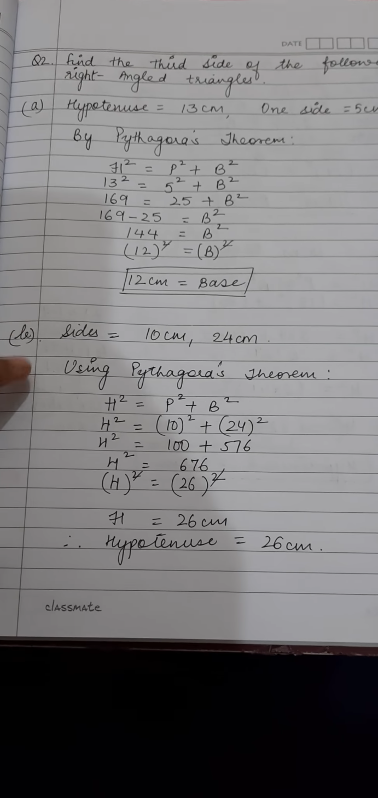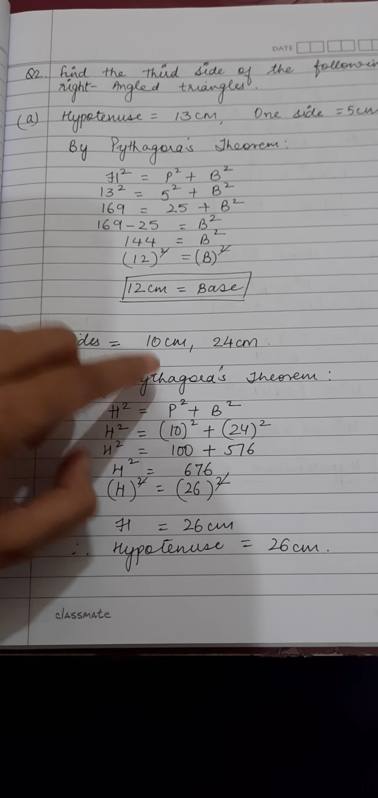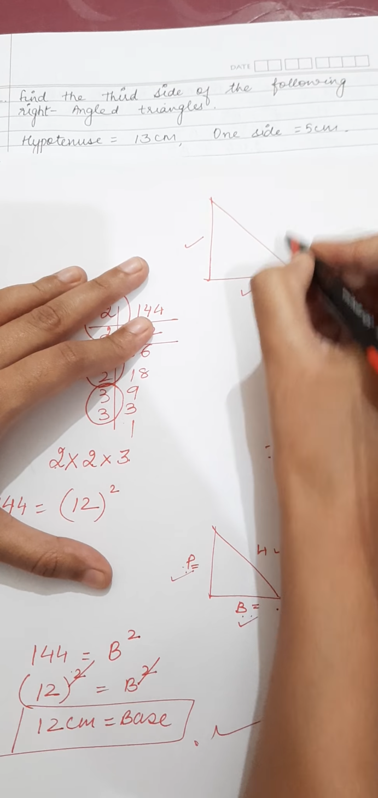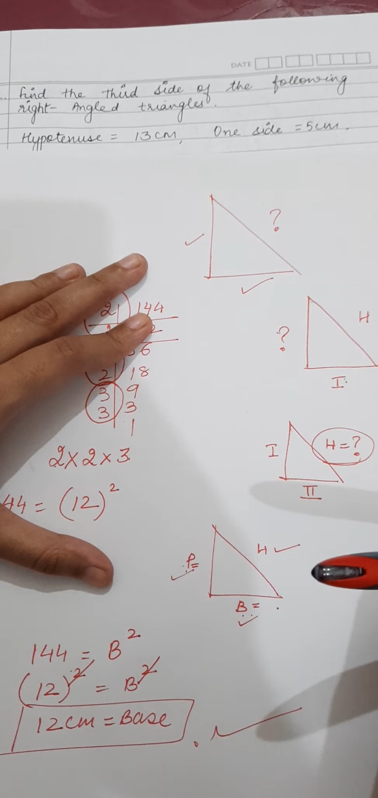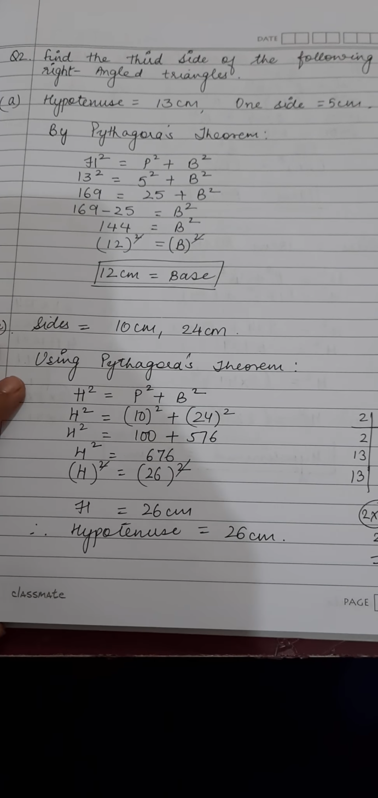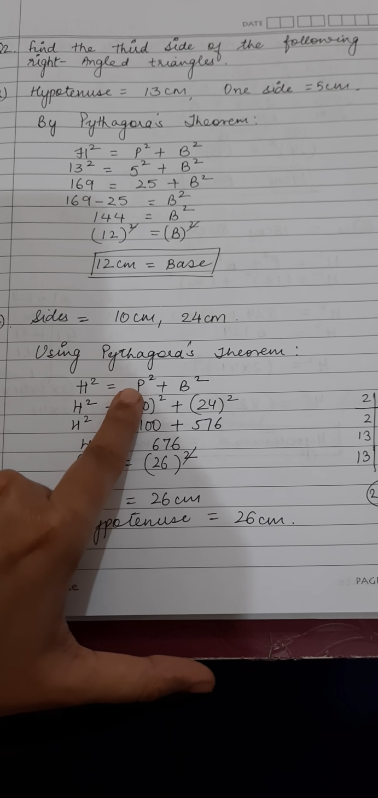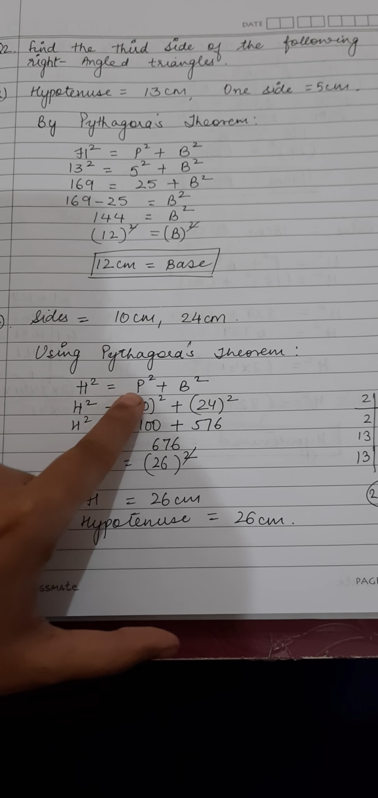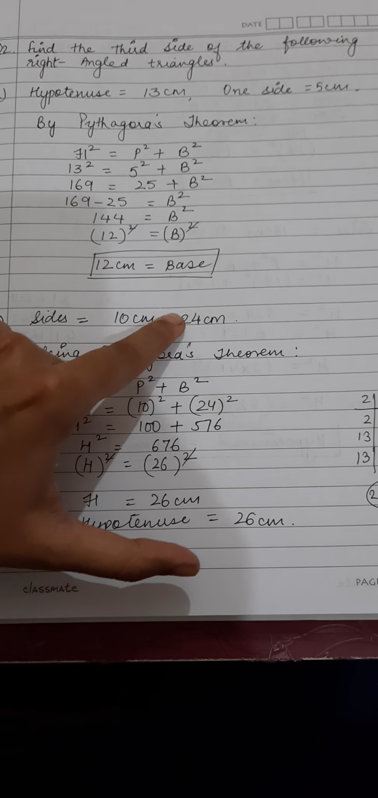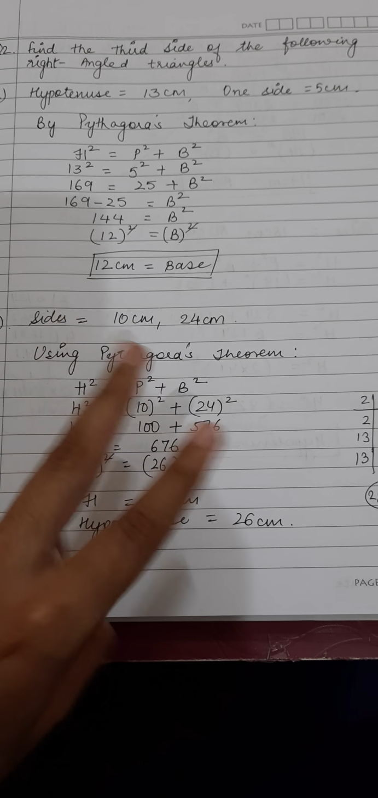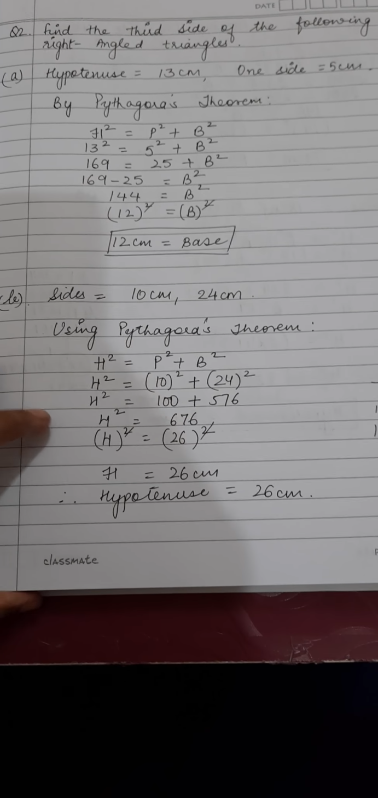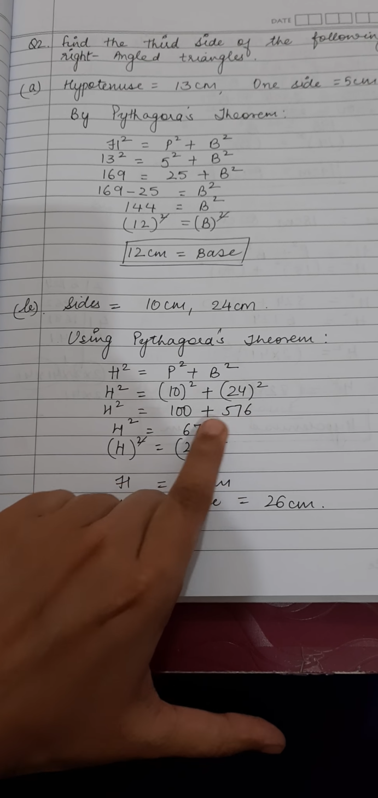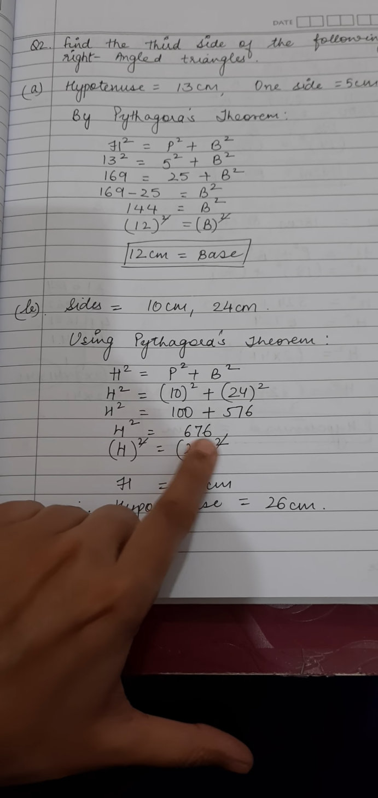See the next part. Now in this question, two sides are given to you. That means if I draw this side and this side are given, and you have to find the hypotenuse. Now let us see. We are going to apply the Pythagoras theorem. Hypotenuse square equals perpendicular square plus base square. Now hypotenuse we don't know. We are going to find it. Perpendicular 10, base 24. You can interchange the digits also. It will not make any difference. Now 10 square is 100, 24 square is 576 and 100 plus 576 is 676.